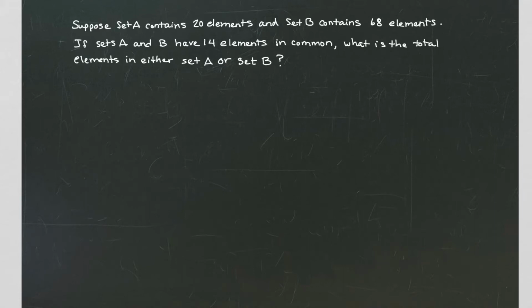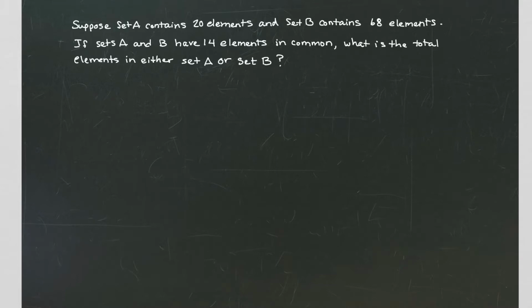Suppose set A contains 20 elements and set B contains 68 elements. If sets A and B have 14 elements in common, what is the total elements in either set A or set B? So where do we begin?